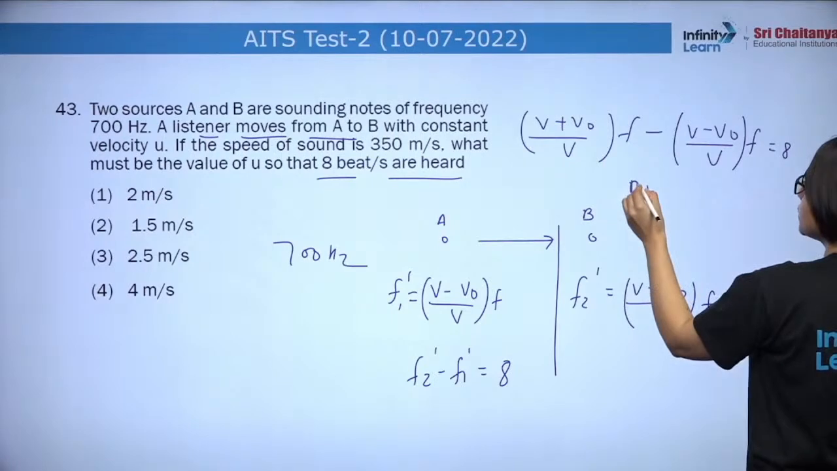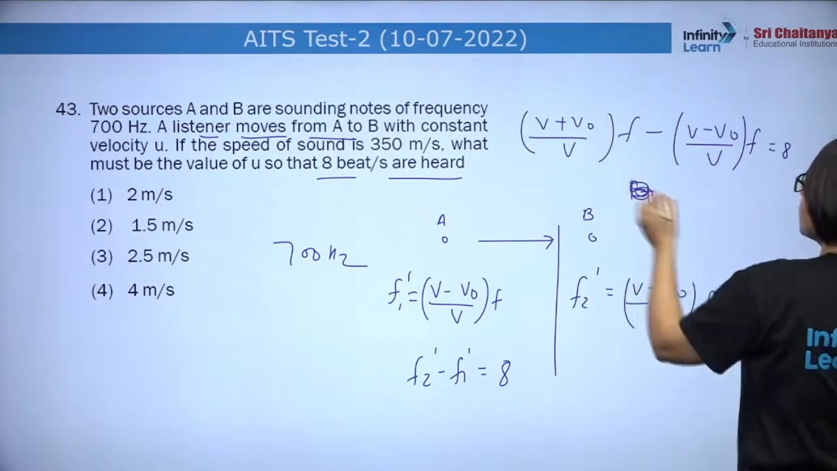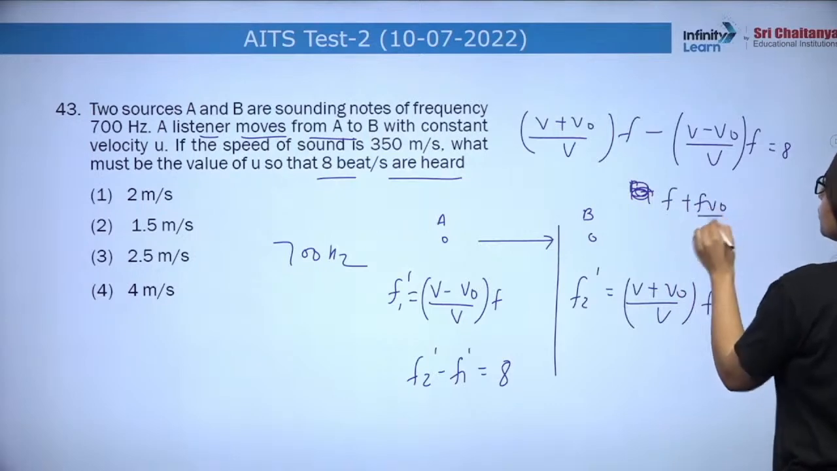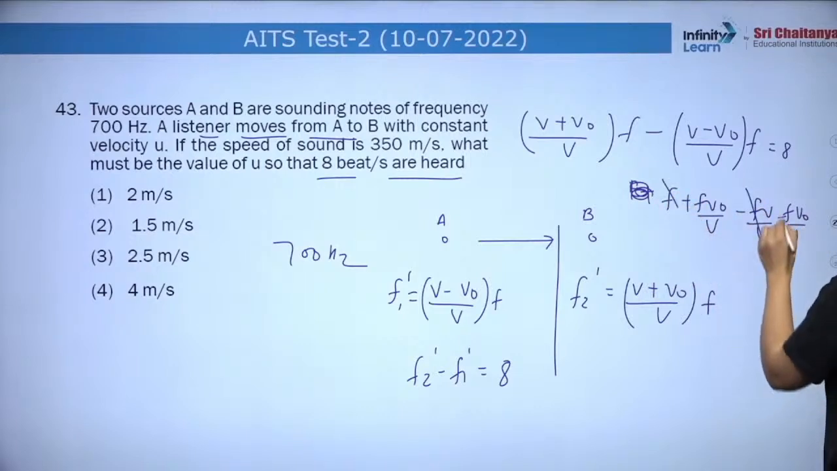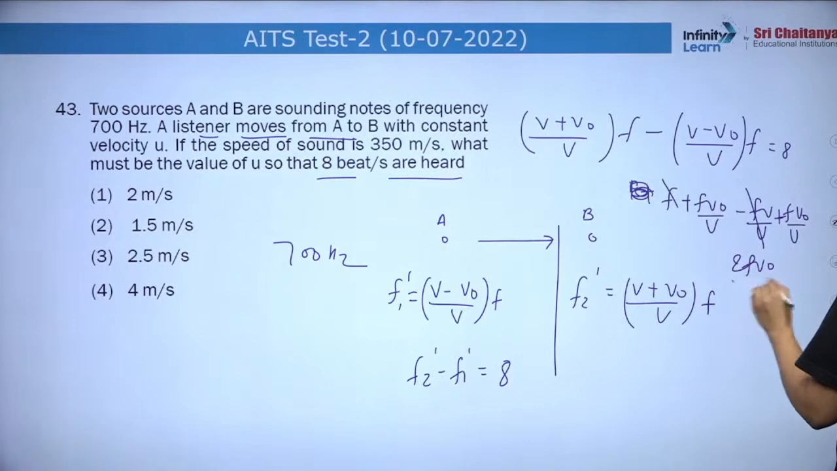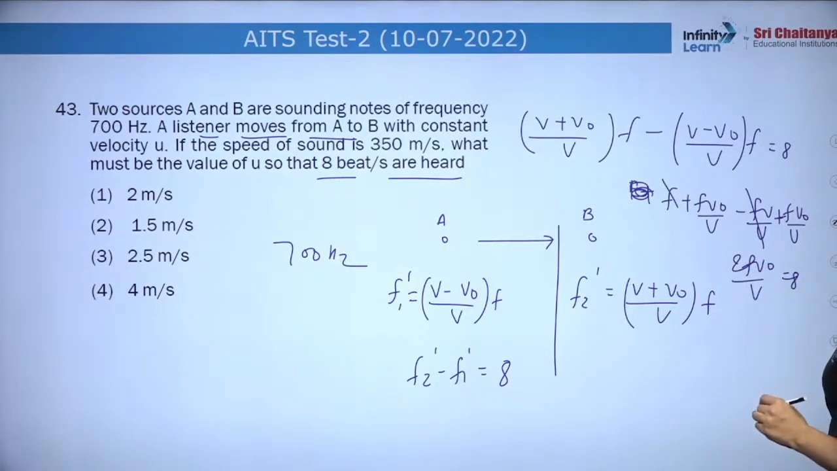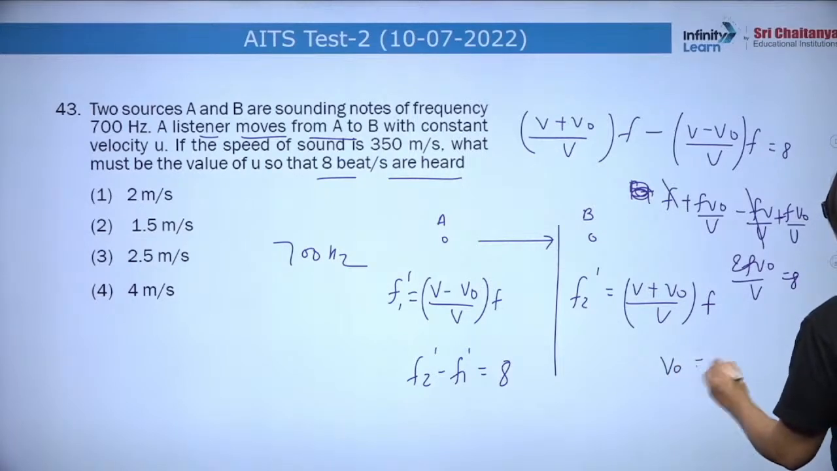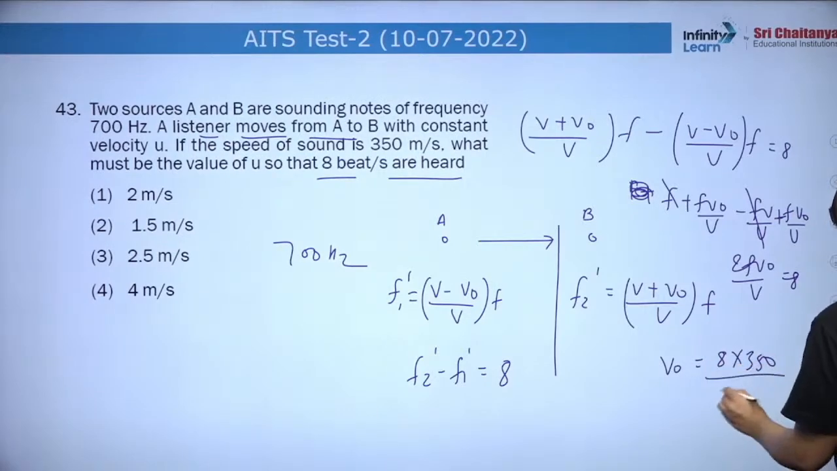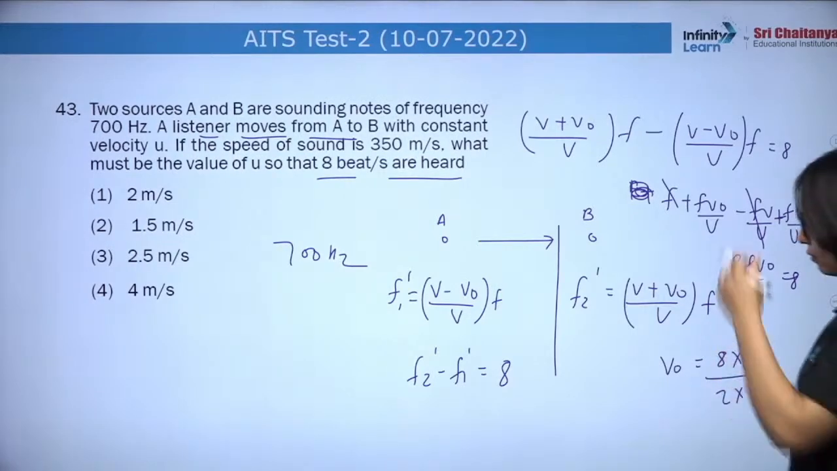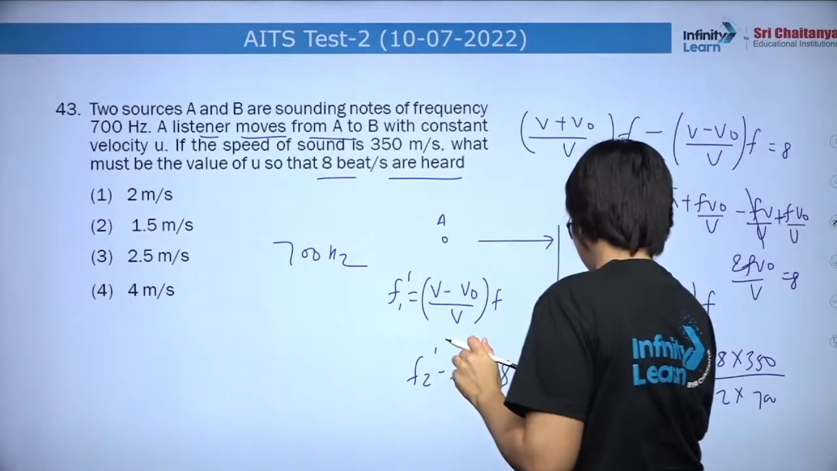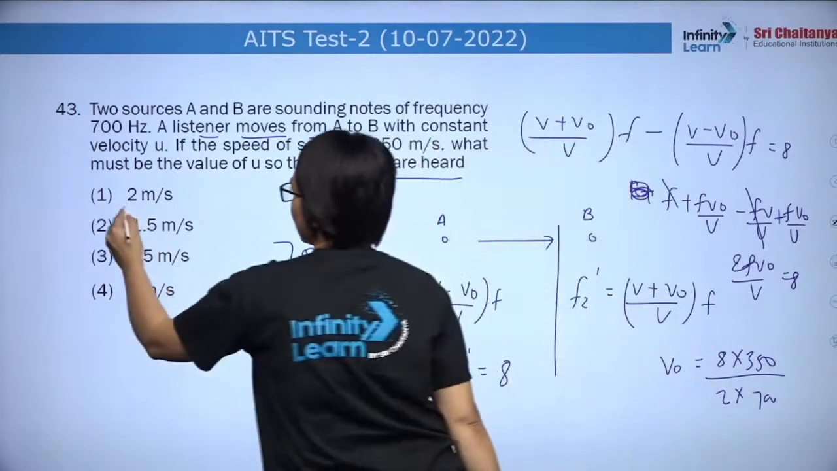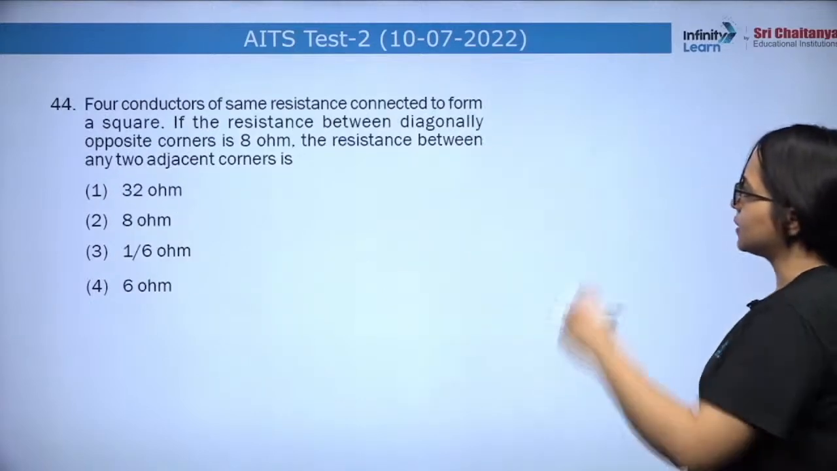Okay, let's solve it. This will give you f plus f v0 upon v minus f v upon v minus f v0 upon v. So this will cancel this. So we have, sorry, this is plus. So 2 f v0 upon v is 8. f is 700, v0 is unknown, and v is 350. So you'll get v0 as 8 into 350 divided by 2 into 700. So this will give you an answer of, if I'm not wrong, I have the calculation with me, that is 2 meter per second. That is option 1. Next is question number 44.